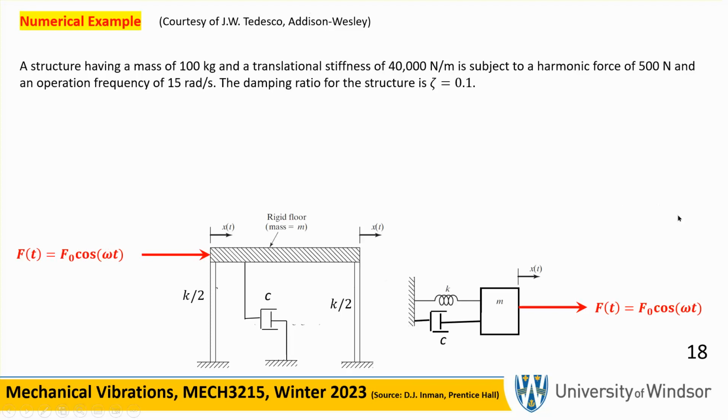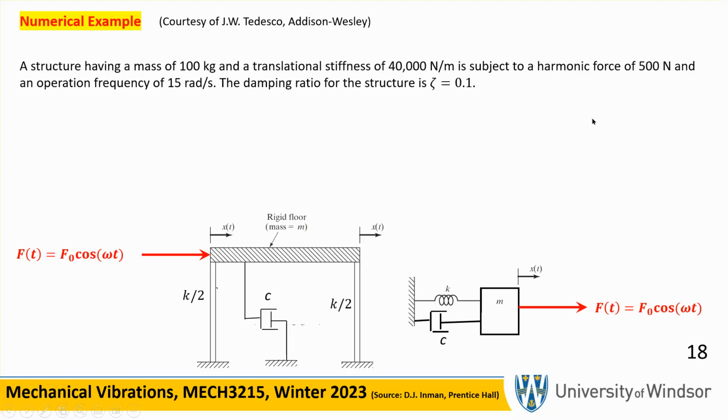We know everything about the solution of this problem. It was the last 10 minutes. Okay, we got it. Now, what do we have here? We have the mass, 100 kilograms. We have the stiffness. Harmonic force 500, that's a big F, that's 500 newtons. And the frequency of the driving load, this omega, is 15. And we are also told what the damping ratio is.